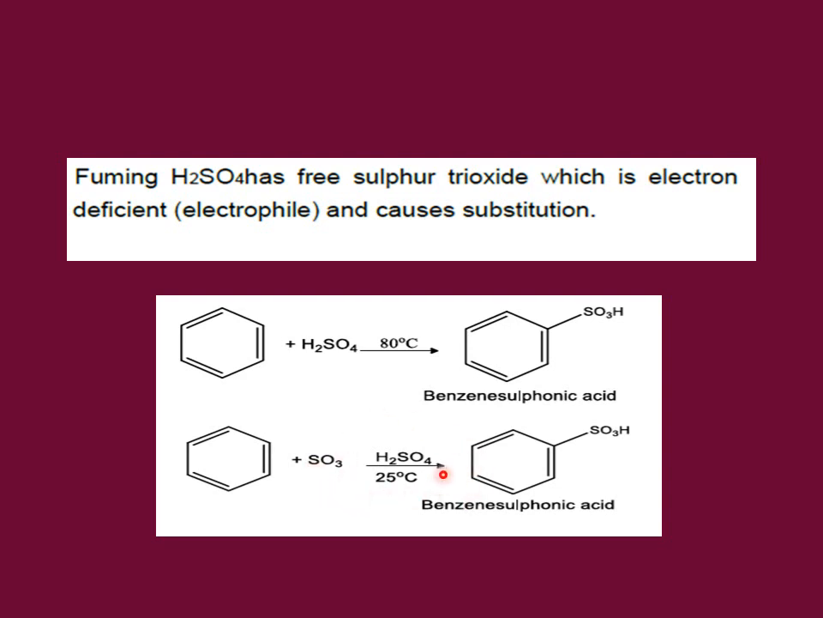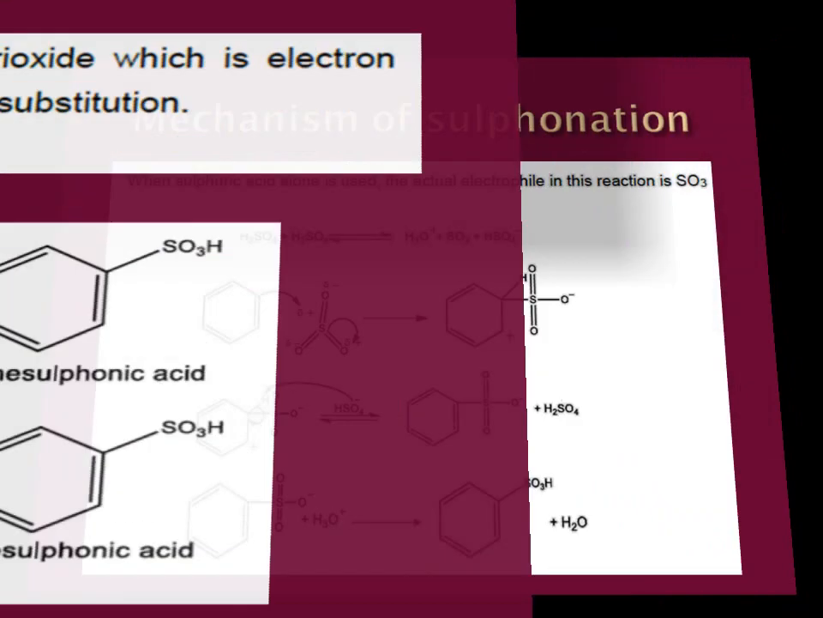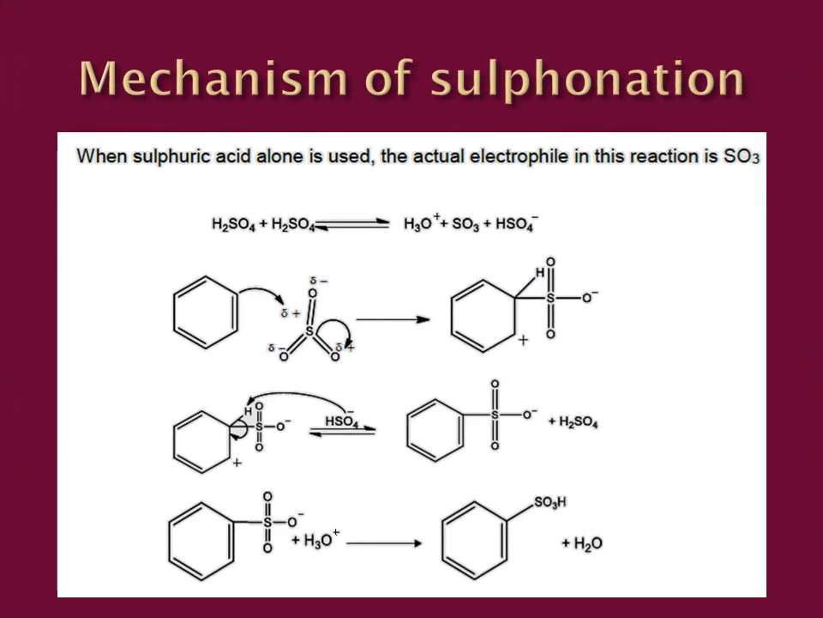Students, let us discuss in detail the mechanism of sulfonation. When sulfuric acid alone is used, the actual electrophile is SO3. 2 moles of sulfuric acid are going to react with each other, yielding sulfur trioxide as a strong electrophile, along with bisulfate ion and hydronium ion. Now SO3 is a strong electrophile. You can see the positive charge on the sulfur atom.